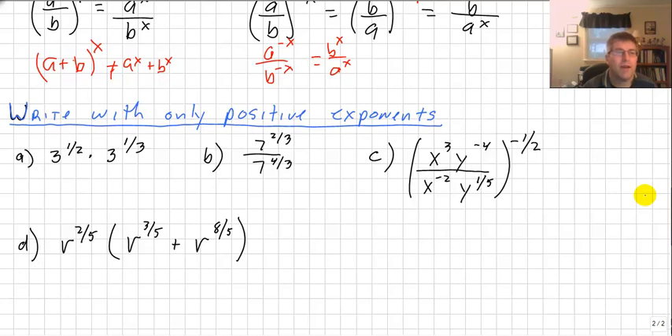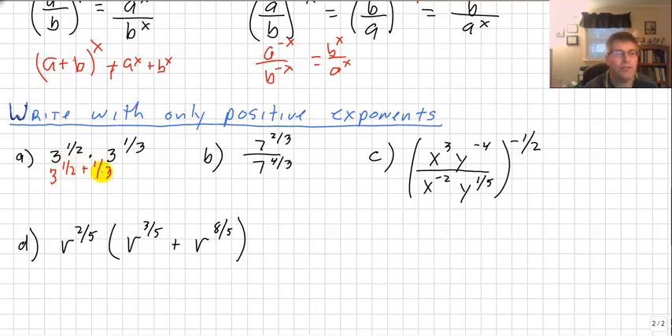So our final sample problems, let's write these with only positive exponents. 3 to the 1/2 times 3 to the 1/3. I have the same base, 3. So I have a power times a power. I add the exponents. So that's 3 to the 1/2 plus 1/3.